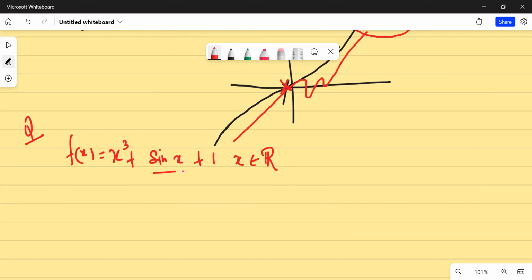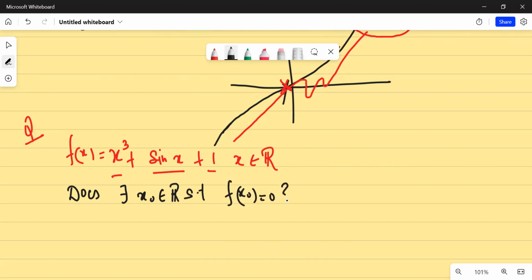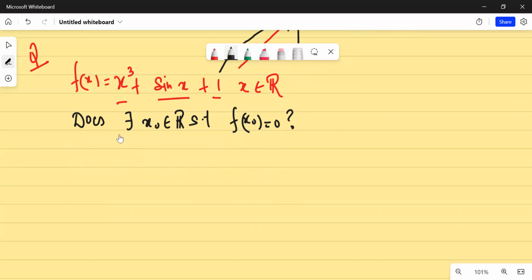Yes, sir. Here you can see sin x is defined on all real R. 1 is a constant function. x cube is also defined on real R. The question says, does there exist x naught belongs to R such that f of x naught is 0? What I'm asking, does there exist some x naught such that f of x naught is 0? Okay, so again, I'll do this guess value work. So just try to find f of 0. What is f of 0? It is 1.